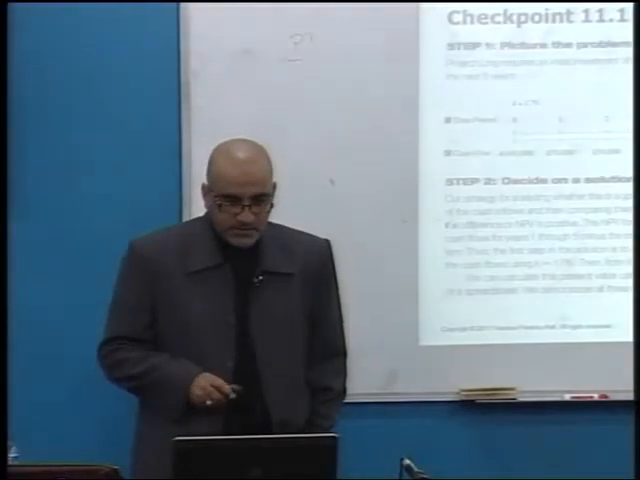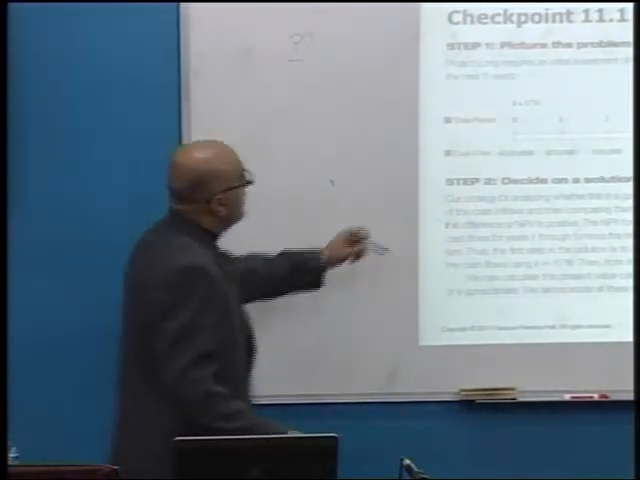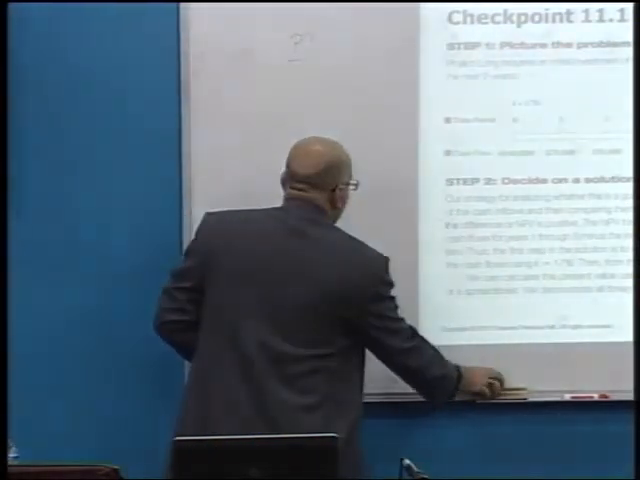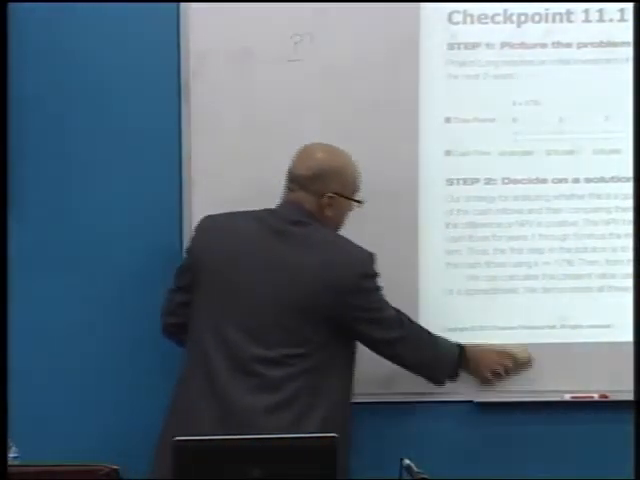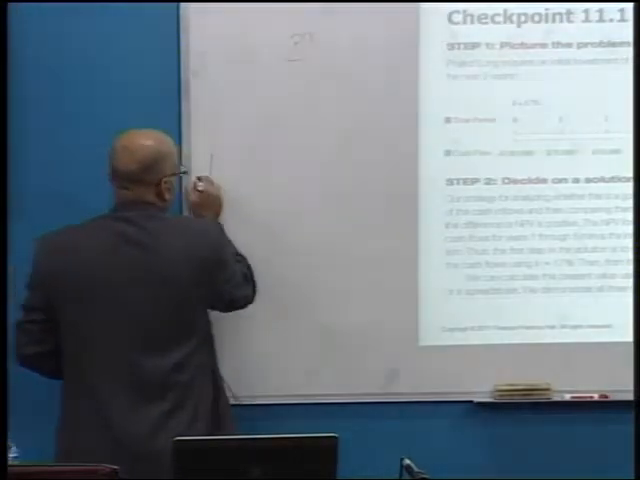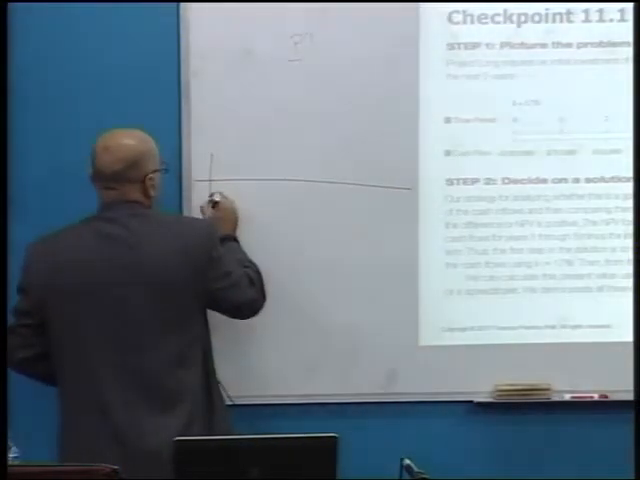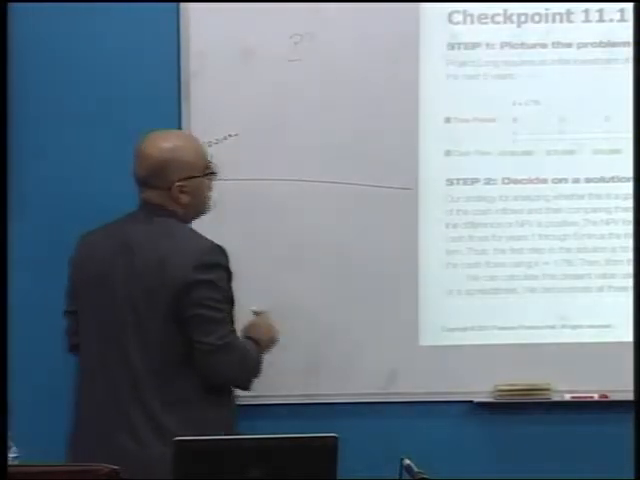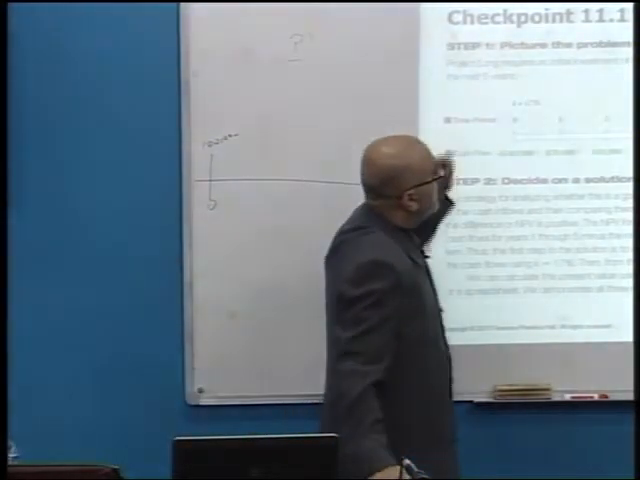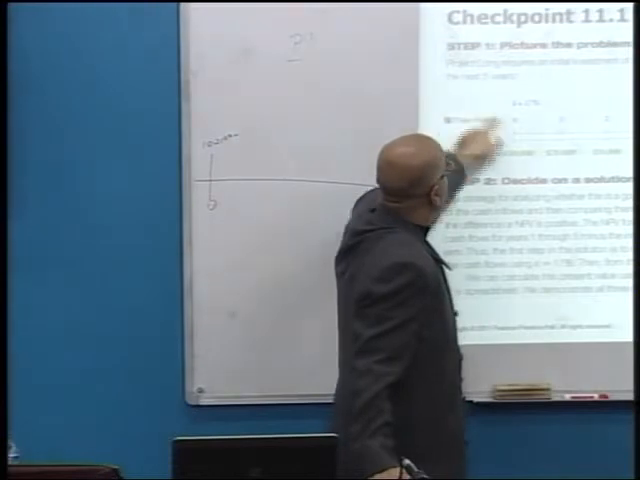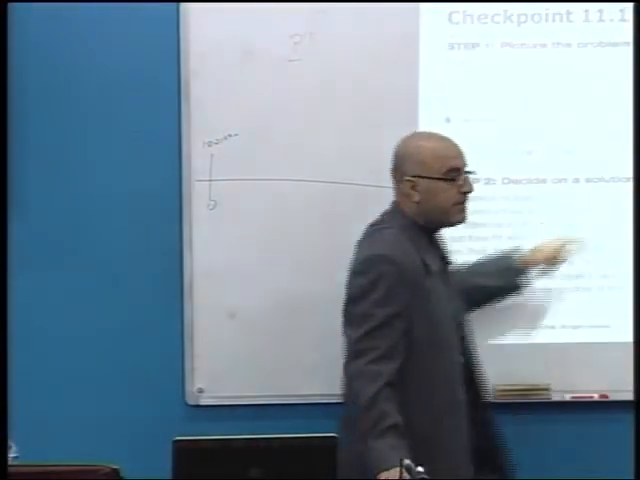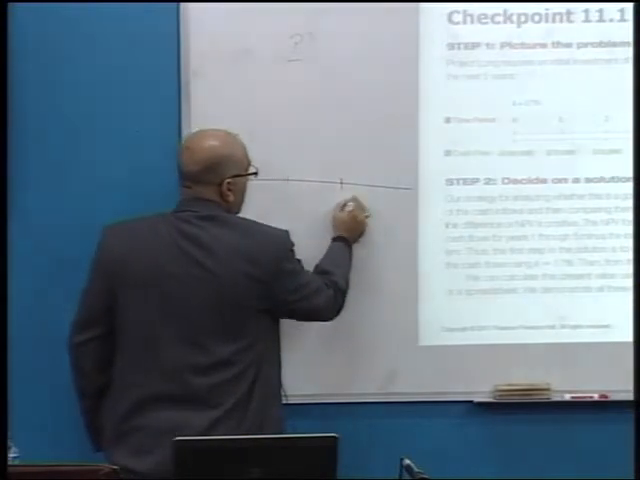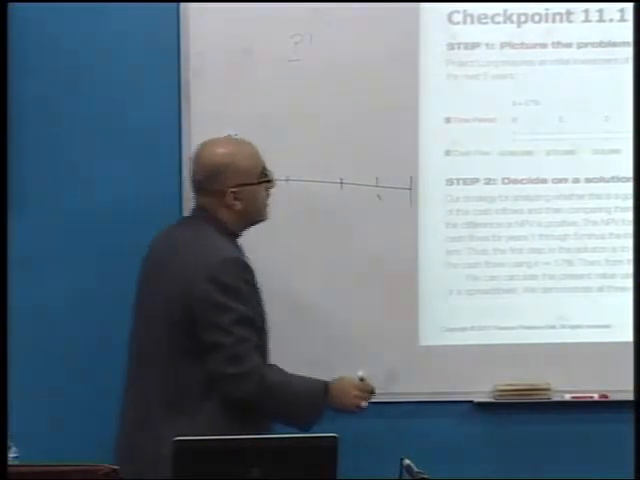Yes, this one. A project requires an initial investment of $100,000. I recommend you to use the timeline. It is important. So in the timeline, the initial cost is $100,000, okay? And it is expected to produce the following cash flows over the next 5 years. We have 5 years, so we have 1, 2, 3, 4, and 5.